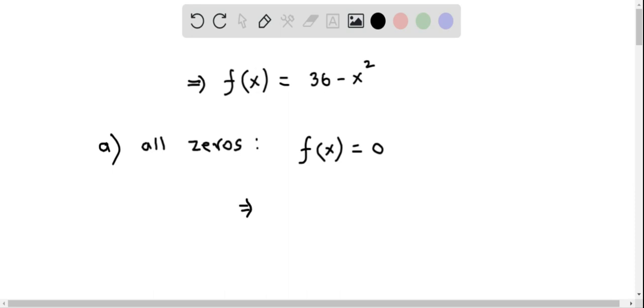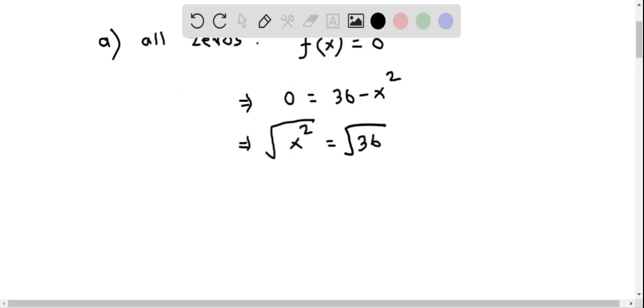Therefore we have 0 equals 36 minus x squared. Let me add x squared to both sides. When I do that, I get x squared equals 36. Now I take the square root on both sides to solve for x. The square root of x squared is x, and the square root of 36 is plus or minus 6.